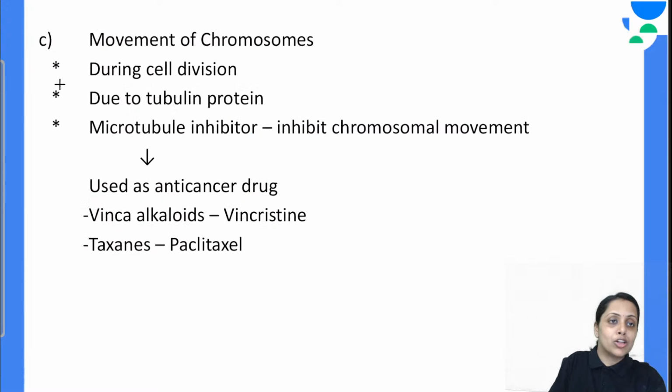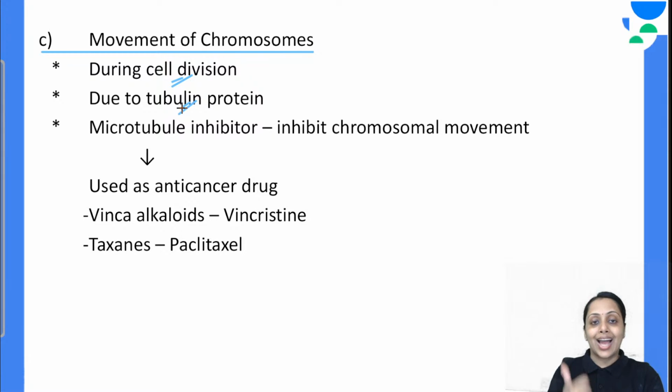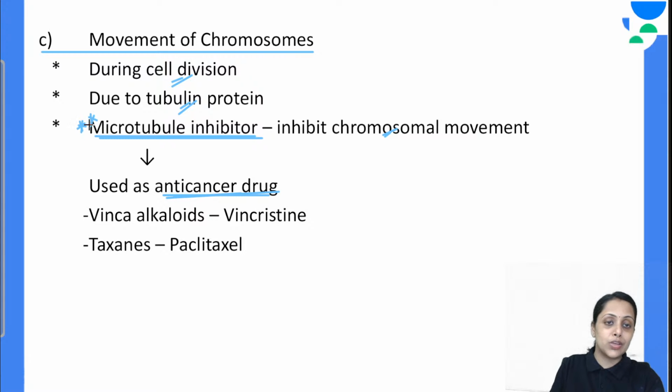Moving further, they are also responsible for movement of chromosomes during cellular division. They require this tubulin protein. So that's why the microtubule inhibitor is going to inhibit this chromosomal movement, and when chromosomal movement is not there, there will be no cellular division, and that's why it is used as an anti-cancer drug. These microtubule inhibitors are used as anti-cancer drugs, like the vinca alkaloids such as vincristine, and the taxanes such as paclitaxel. So this point is important. Do remember, everybody.